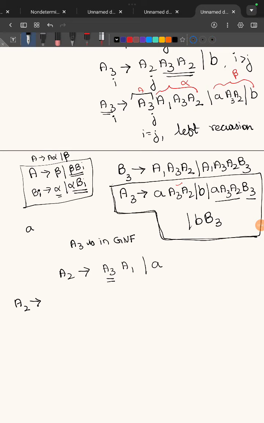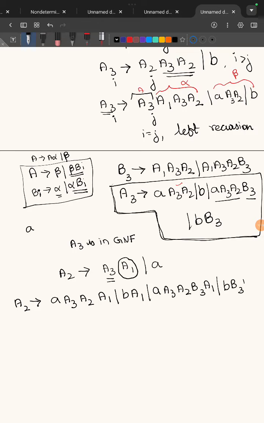Sorry. A3, A2 followed by this A1 is remaining, right? So that also we will write. Then B, A1. Then A3, A2, B3 followed by A1. Then it is B3, A1. So we have replaced this A1 by all the variables that is present over here. A3 has been replaced, I mean we have substituted the A3 production over A2.